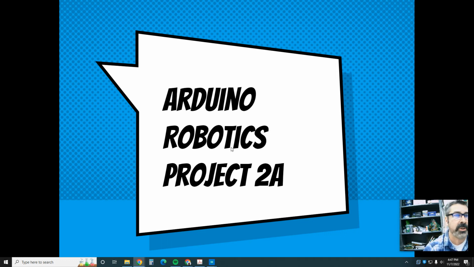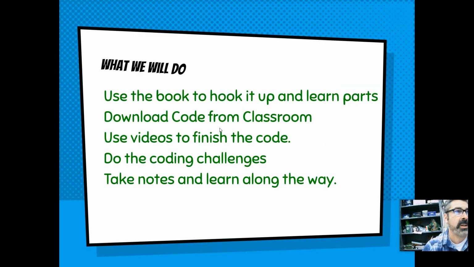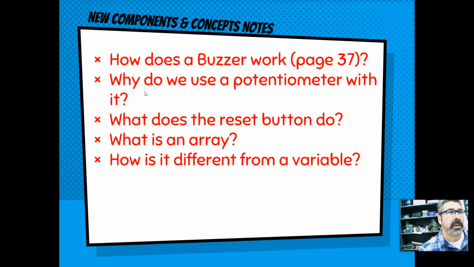Ladies and gentlemen, programmers, we're going to do the Arduino Robotics Project 2A, the buzzer. All right, so what you're going to do is use the book to hook it up and learn about the parts. You're going to download code from Google Classroom that's not totally complete. You're going to use the videos to finish that code. You're going to do the coding challenges from the book and take notes and learn all along the way. All right, let's take a look at this.